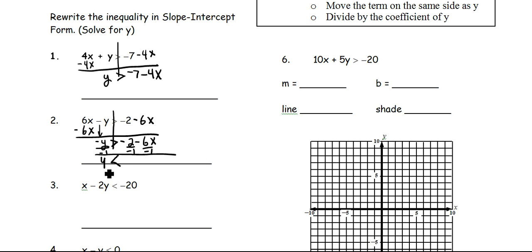So that was a greater than, now we're going to do a less than. Dividing by negative 1 changes the sign, so negative y becomes positive y. Negative 2 becomes positive 2. Minus 6x now becomes plus 6x. All right.